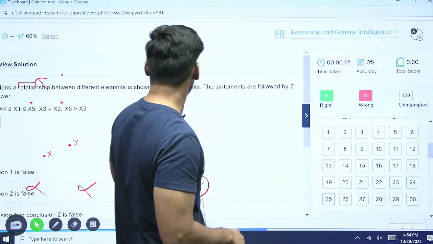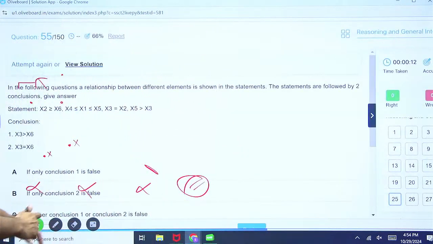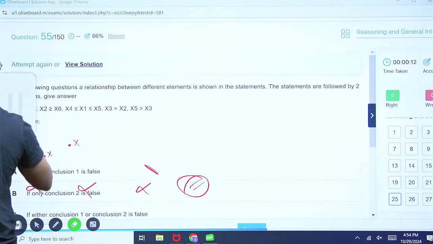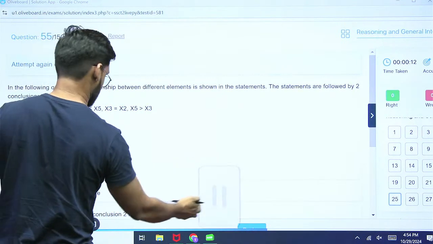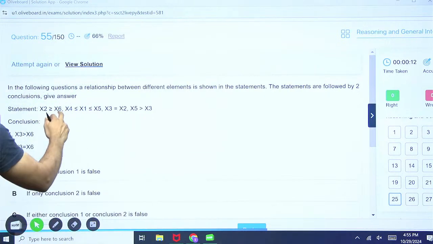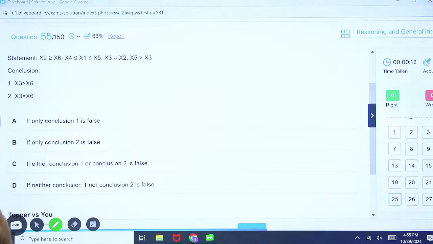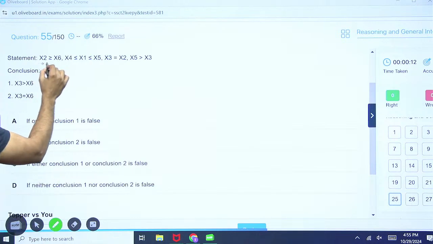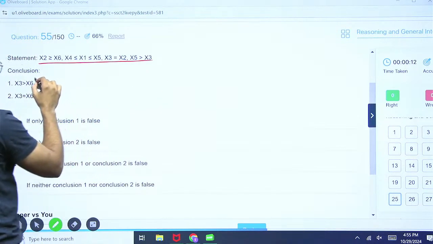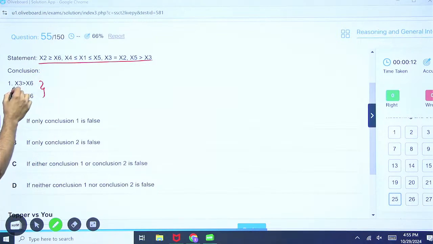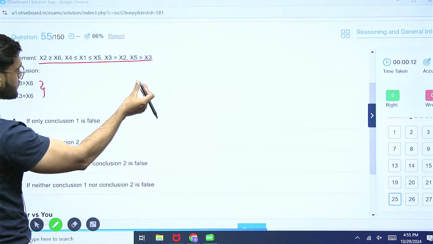25th question on your screen, from the inequality. The statement is like this. We are given two conclusions, and we need to find which conclusion is the right one. x3 is greater than x6, so we need to make a relation between x3 and x6.